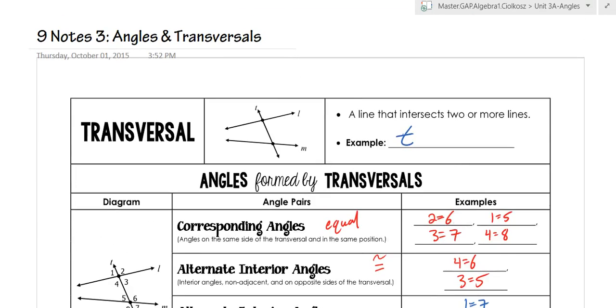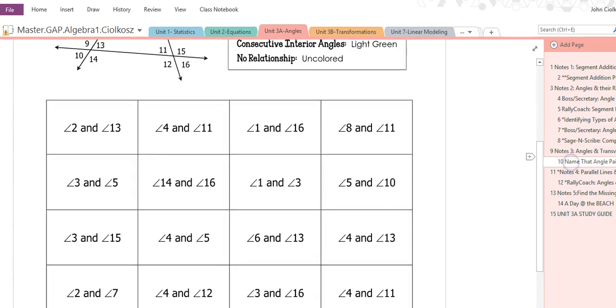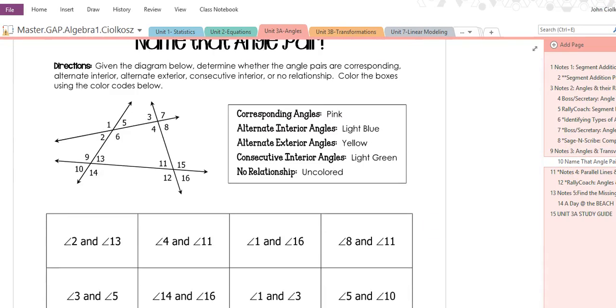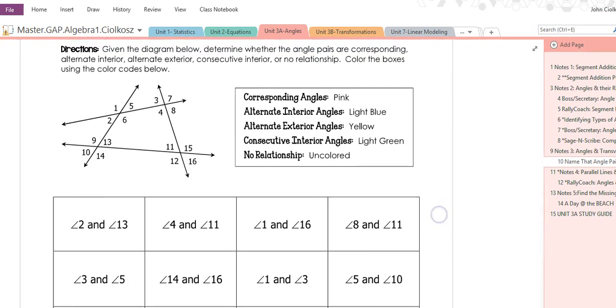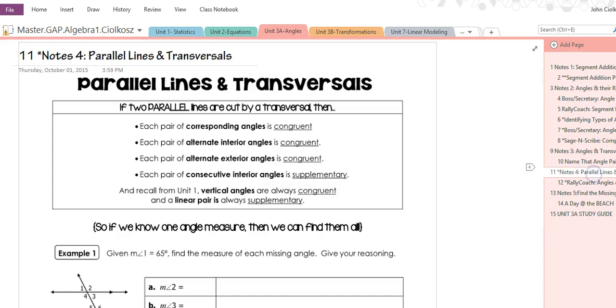And then we're going to go ahead on to 10. This one is a little more complicated, but I think you can figure it out. Here, use the color coordination specified, or just write out the words or the names. Your choice. Once you finish that, we're moving on to 11.